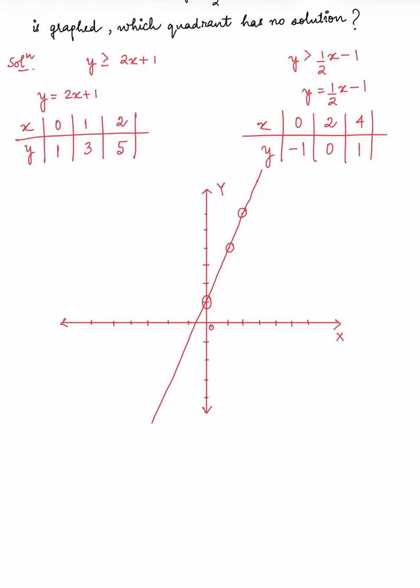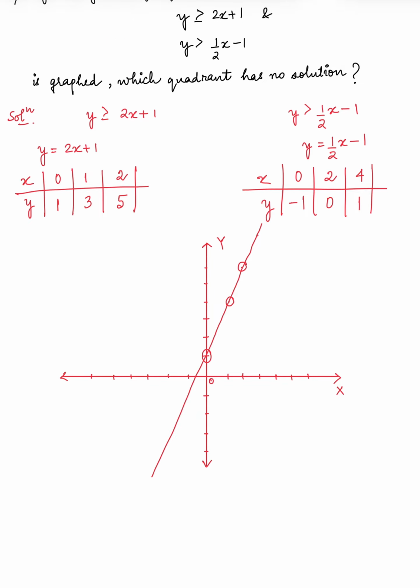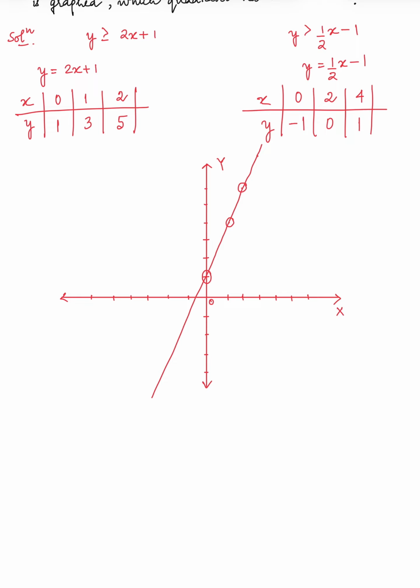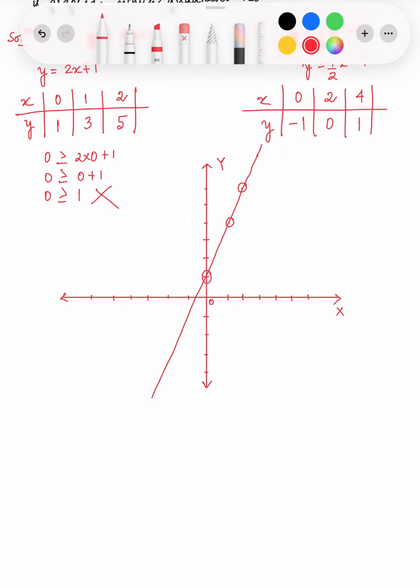Now what does this say? It has to be greater than or equal to 2x + 1. So I can obviously choose the point (0, 0) and check whether it is a solution. 0 greater than or equal to 2 into 0 plus 1, so 0 greater than or equal to 1. Is this correct? It's not correct. So my solution is in this plane, because (0, 0) is not a solution. Everything will be over here.